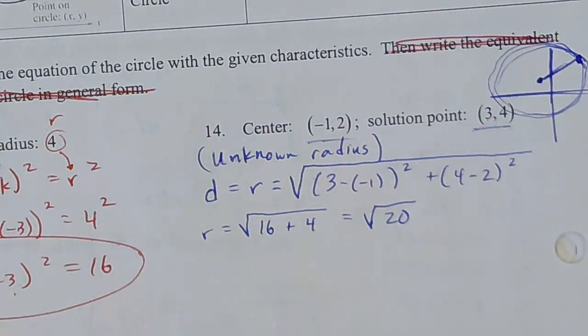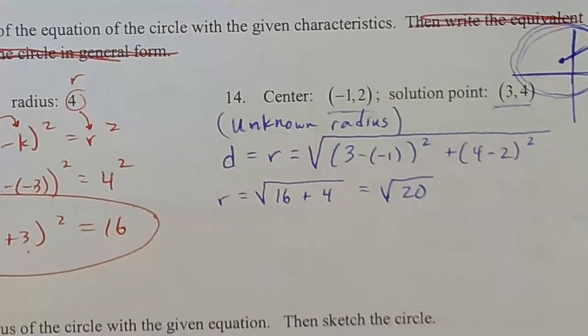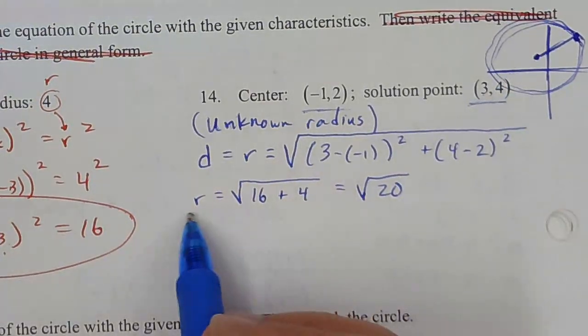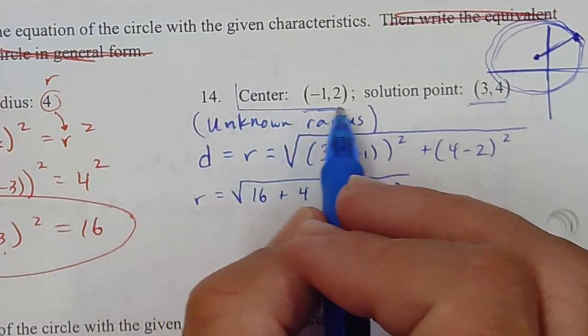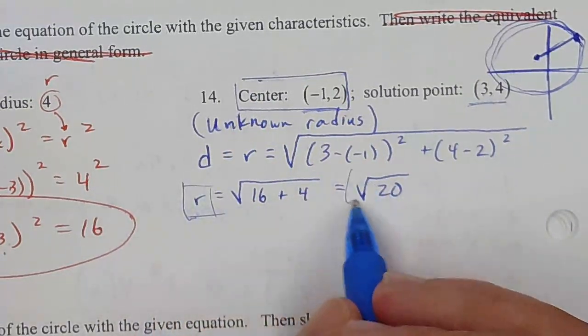Now if we're just looking for a final answer that has a radical, then I'd want you to simplify this. Because 4 goes into 20, we can simplify it. But just wait on that because our end result is to throw the radius in here and square it. So let's just not simplify it right now. So goal accomplished of finding radius. Look, we have center now. We have radius now. Radius is going to be square root of 20.